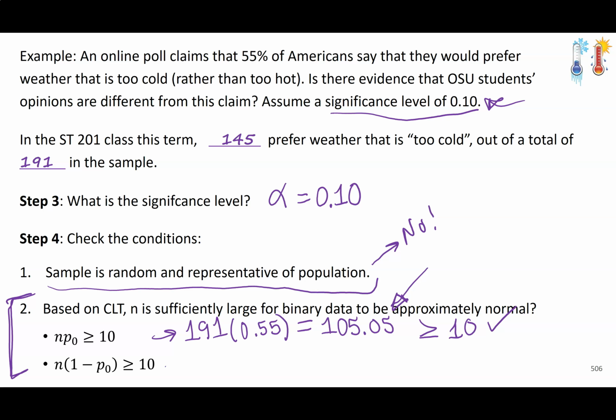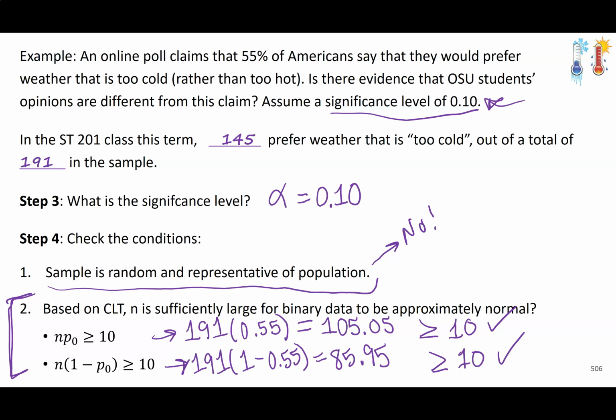Let me show you the other one. If I do 191 times 1 minus 0.55, I'm going to get 85.95. And this is greater than or equal to 10, right? 85 is higher than 10. So things to note, if you add these two numbers together, you're going to get 191.